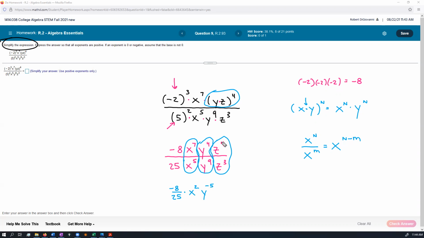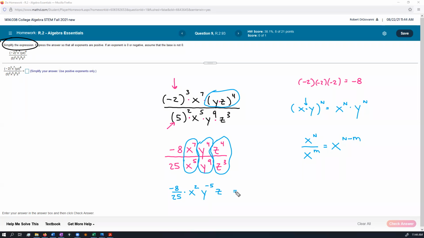So I have y to the -5. And then here z to the 4th over z cubed. 4 minus 3 is 1. So we just get z to the first power, which is just z. Now, this is a correct answer, but it says here use positive exponents only. So it does not like the fact that this is a -5.